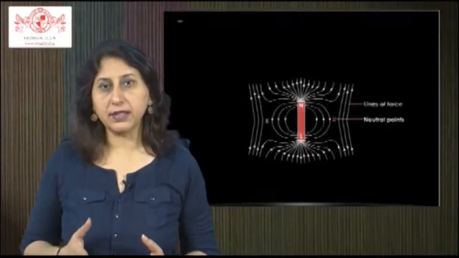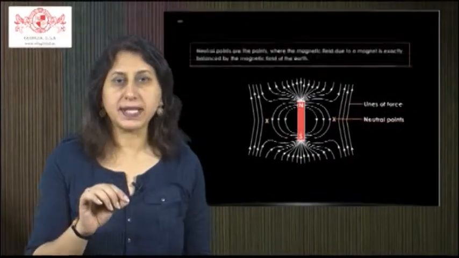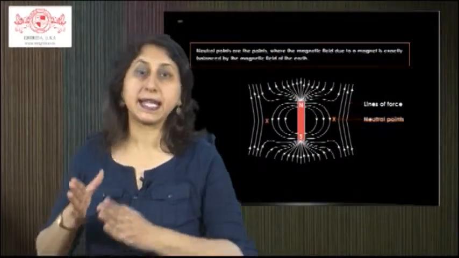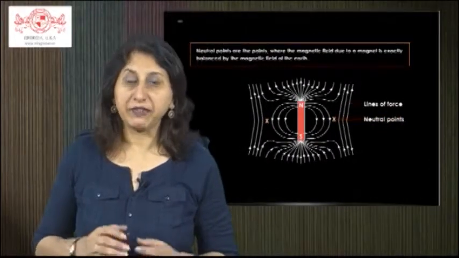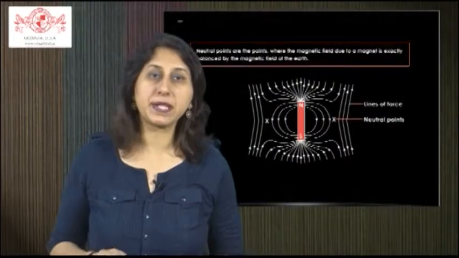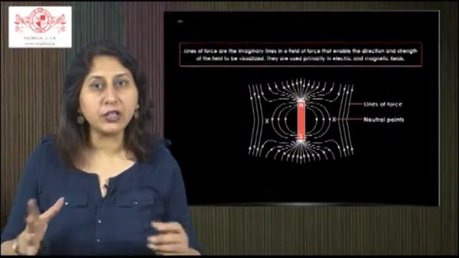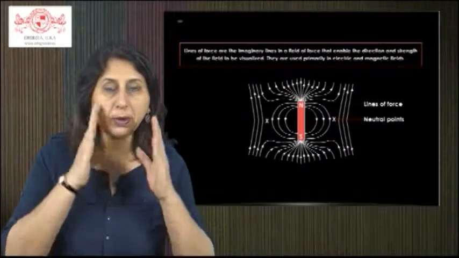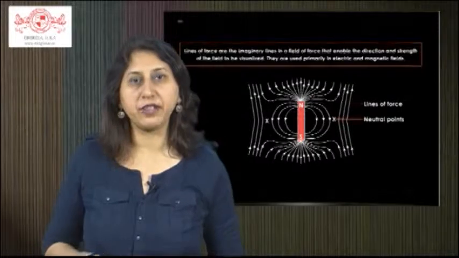Neutral points are observed when we draw the lines of force of a magnet. Neutral points are the points where the magnetic field due to a magnet is exactly balanced by the magnetic field of the Earth. If Earth had no magnetism of its own, neutral points would not be observed. Lines of force are the imaginary lines in a field of force that enable the direction and strength of the field to be visualized. They are used primarily in electric and magnetic fields.